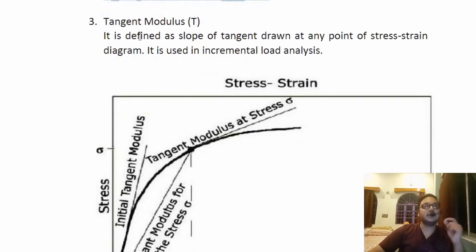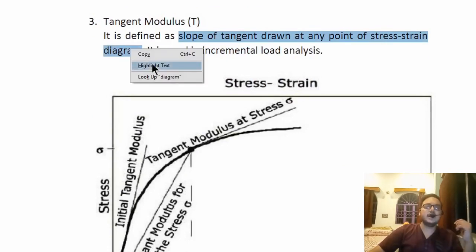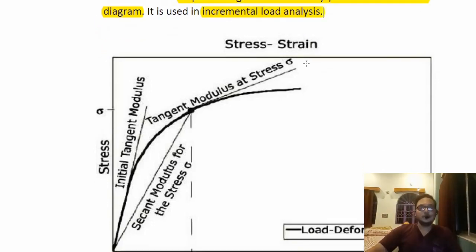Finally, we have the tangent modulus, defined as the slope of the tangent drawn at any point of the stress strain diagram. At any point, if you draw the tangent, the slope of that tangent will give us the tangent modulus. For incremental load analysis, we use this tangent modulus.